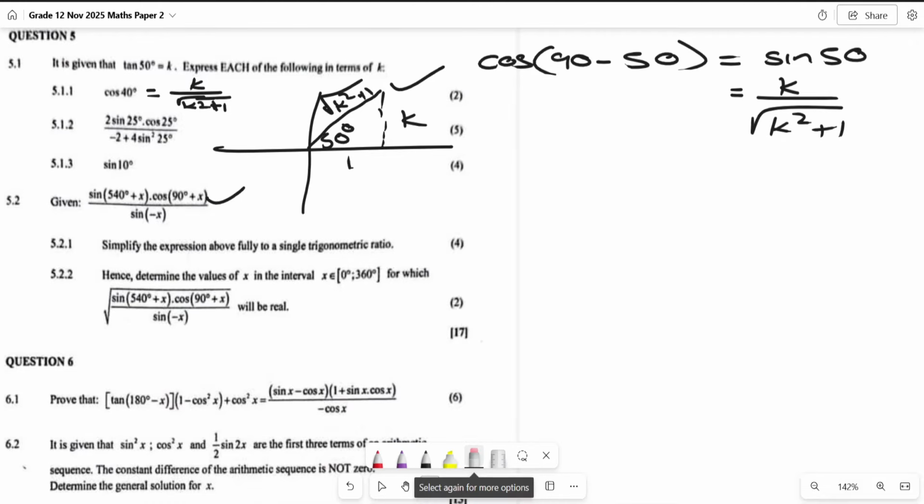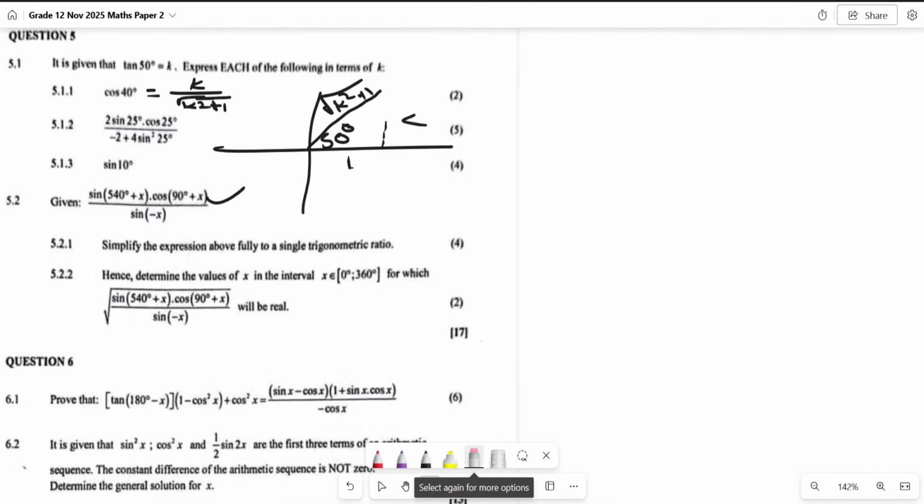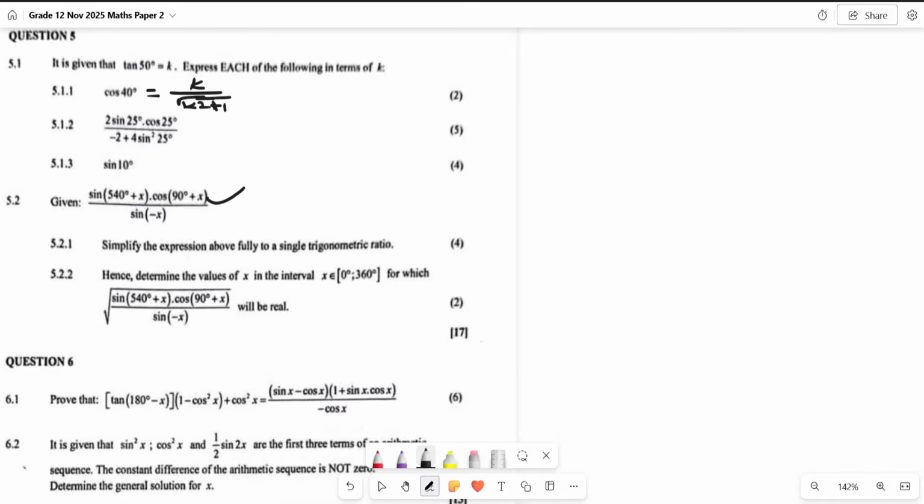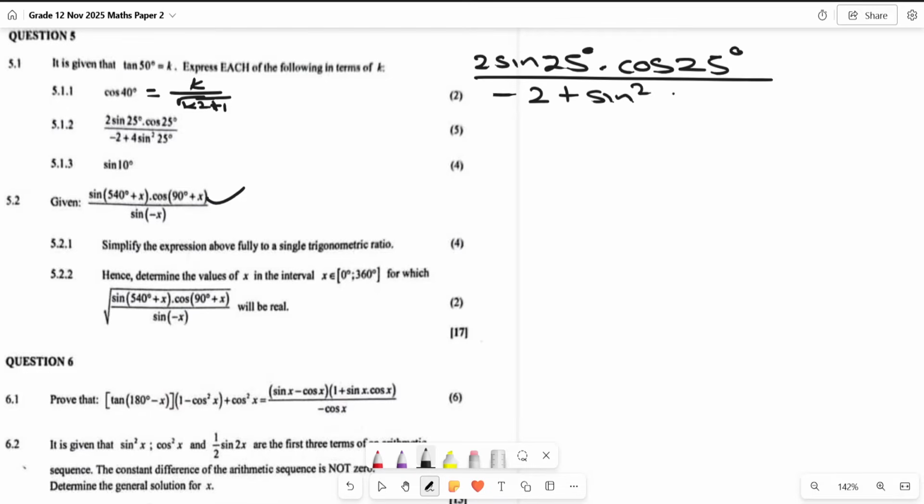All right, now let us just move on. First question being completed. Allow me to just erase this because we know that it's in the first quadrant now. Now let's look at this. For 5 marks, we have 2 sine 25 degrees times cos 25 degrees, minus 2 plus 4 sine squared 25 degrees.